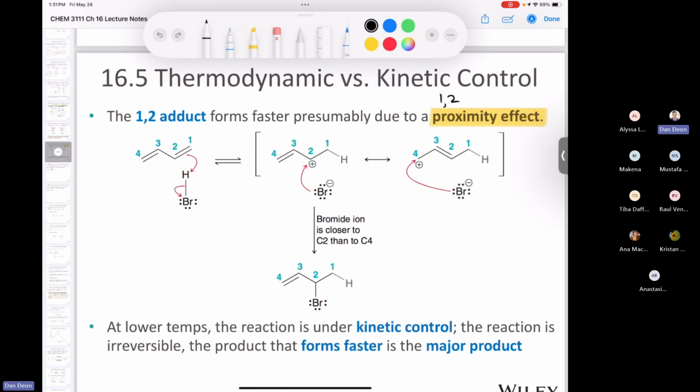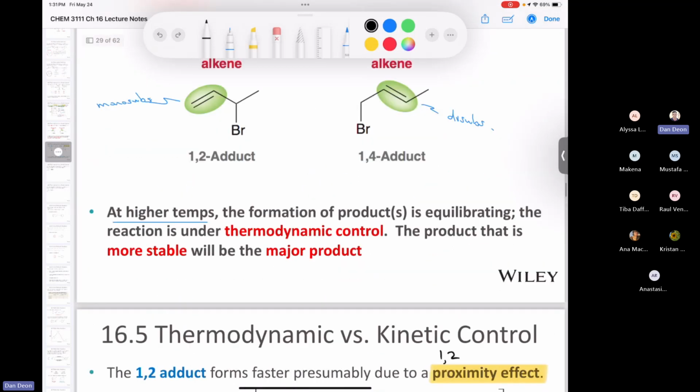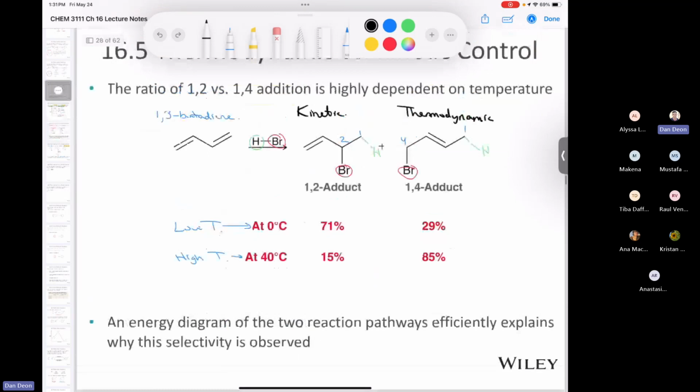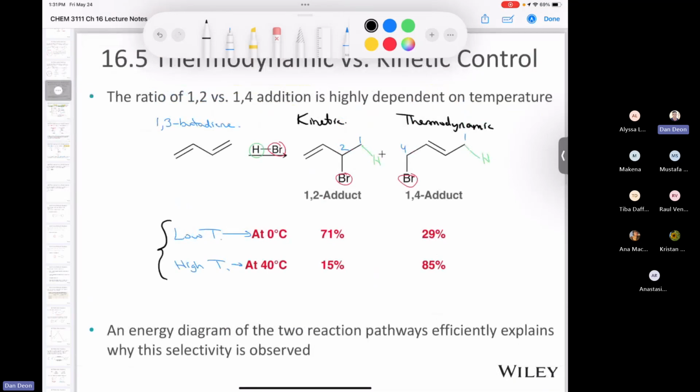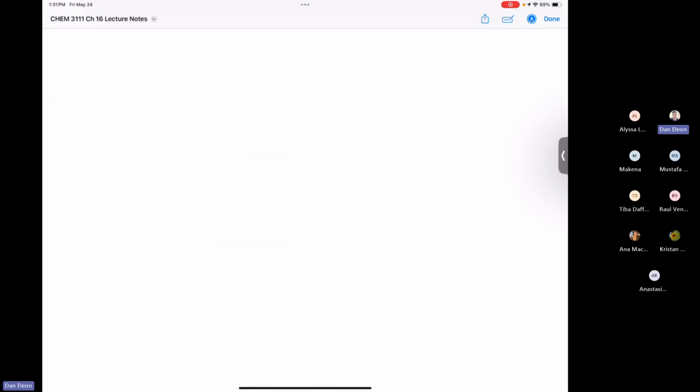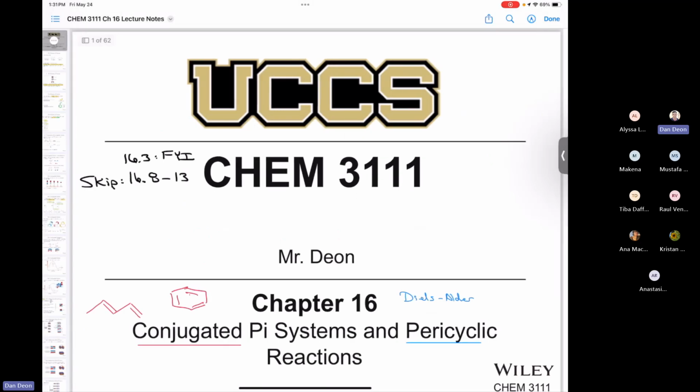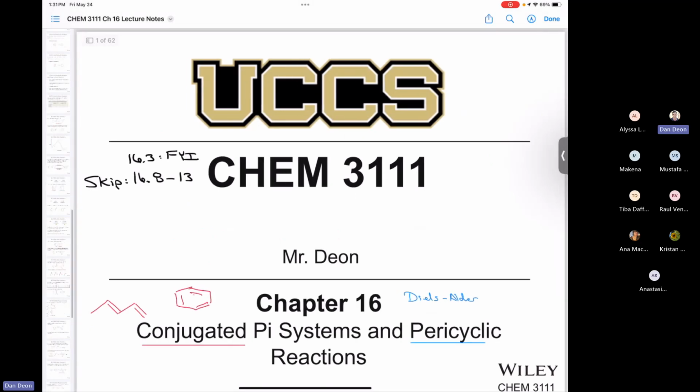Now, I'm not going to ask you to write an essay on this or give me some kind of Shakespearean soliloquy on this or something like that. All I really need you to know is this. At low temperature, the kinetic product is going to predominate.